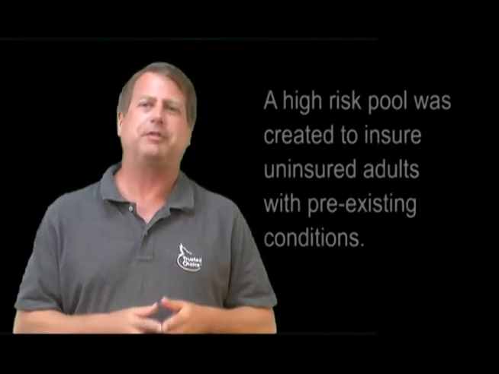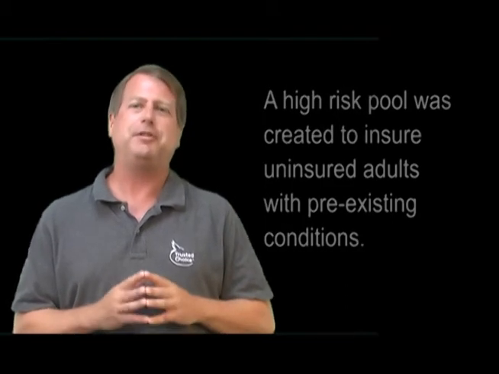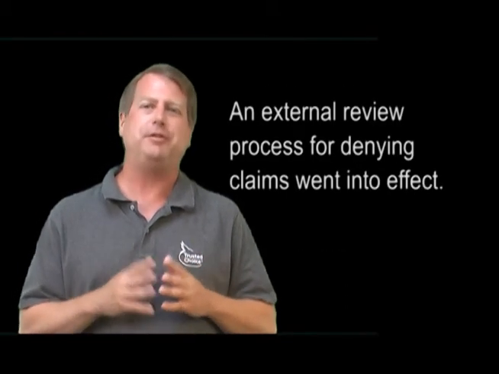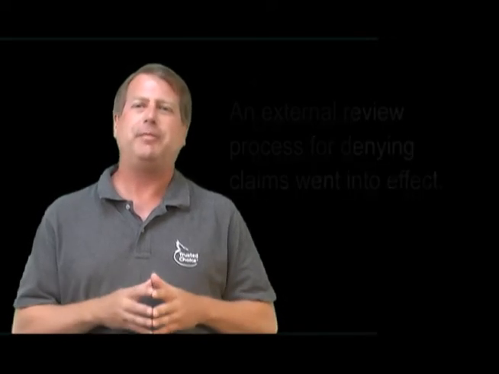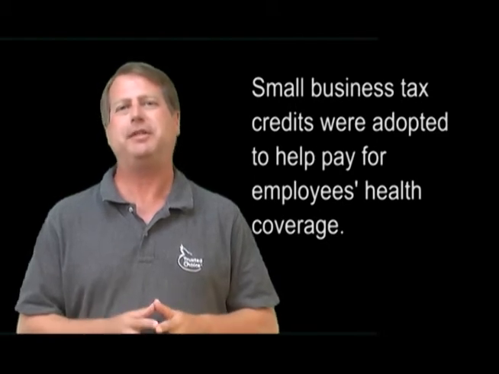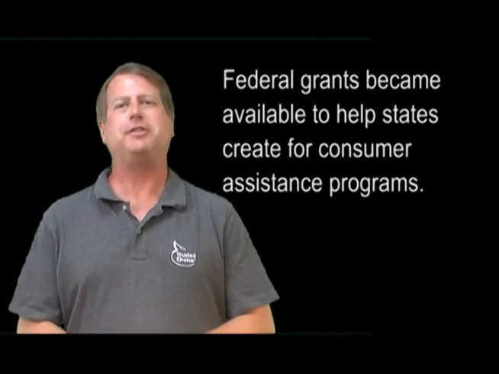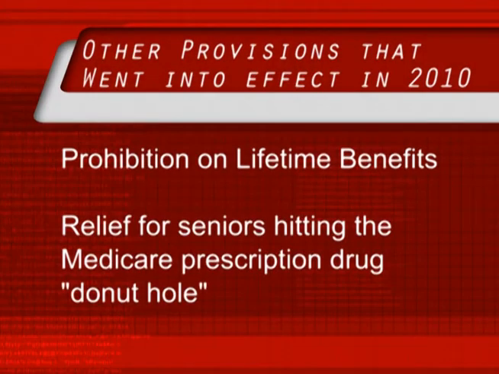A high-risk pool was created for uninsured adults who had pre-existing conditions. An appeals process and an external review process for denied claims went into effect. Small business tax credits to help them pay for health insurance coverage for their employees also went into effect. Grants were available from the federal government for the states to help them create consumer assistance programs. New York has been the beneficiary of millions of dollars under this program.